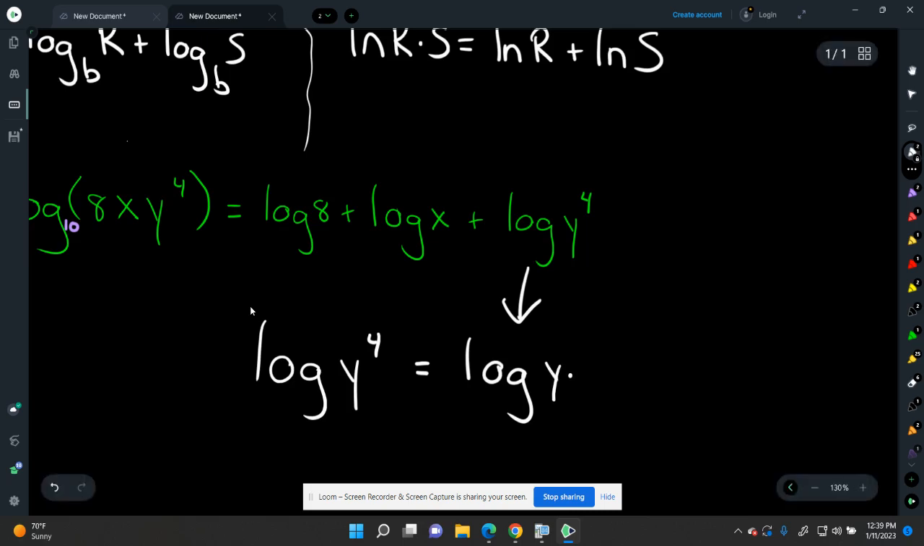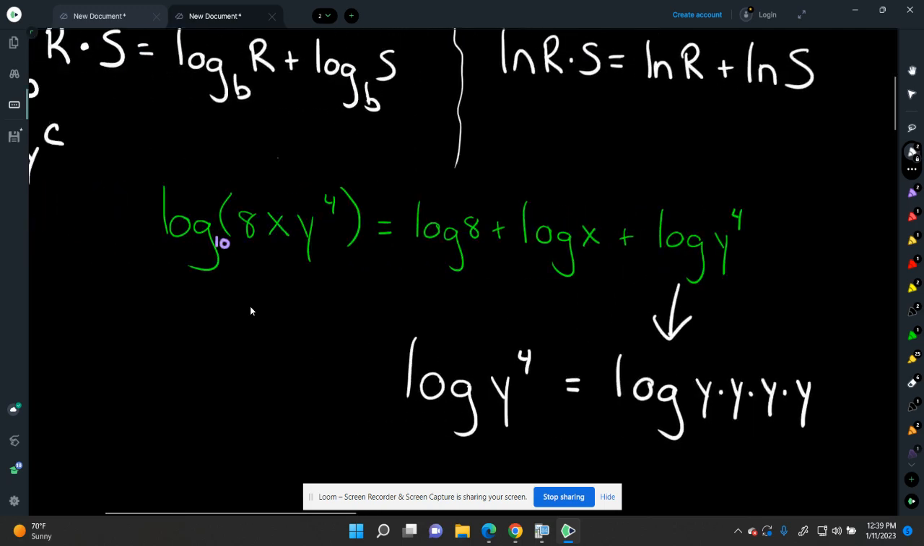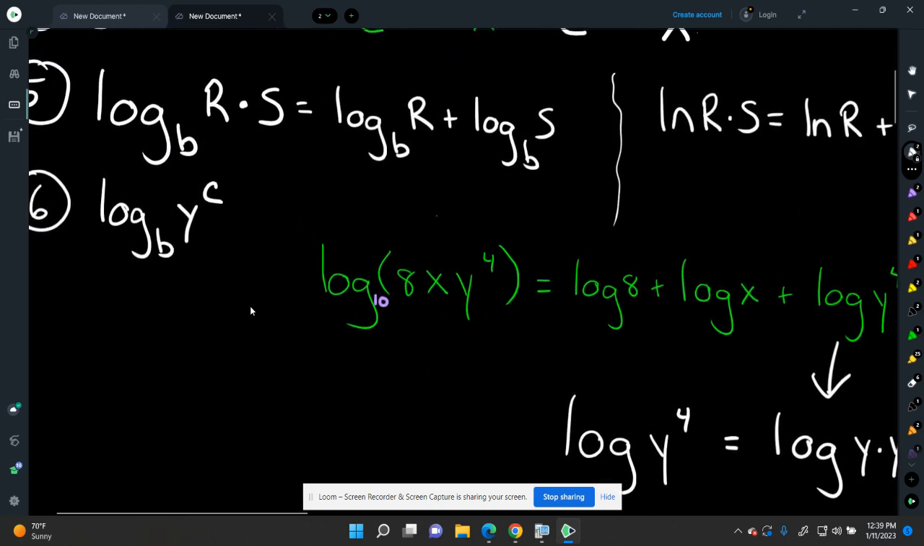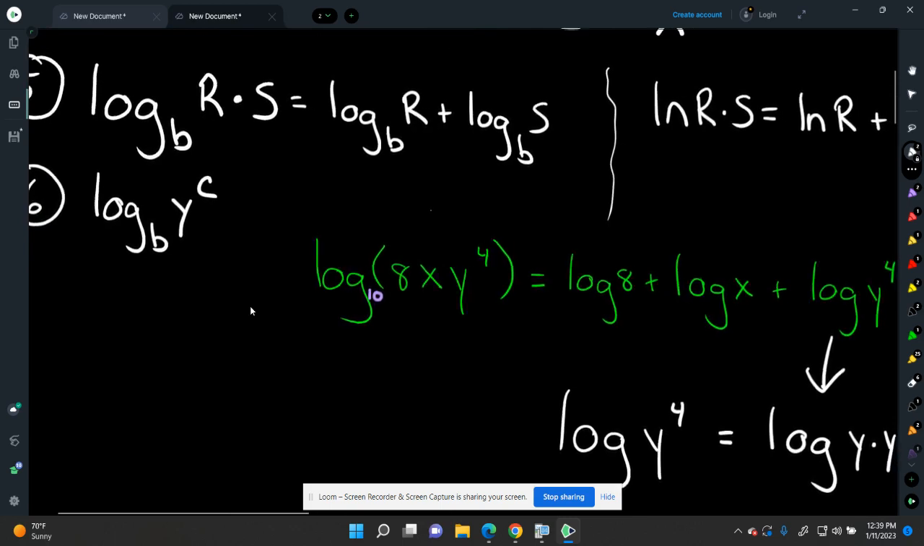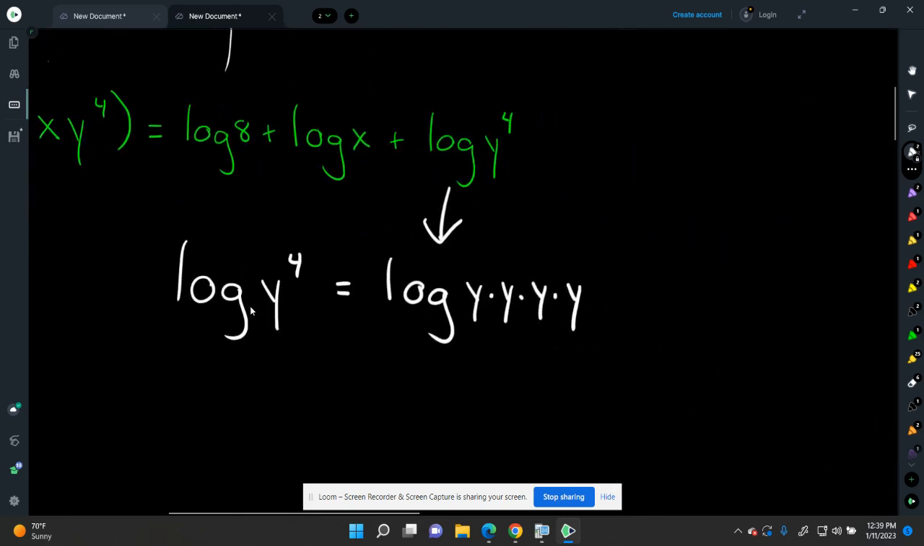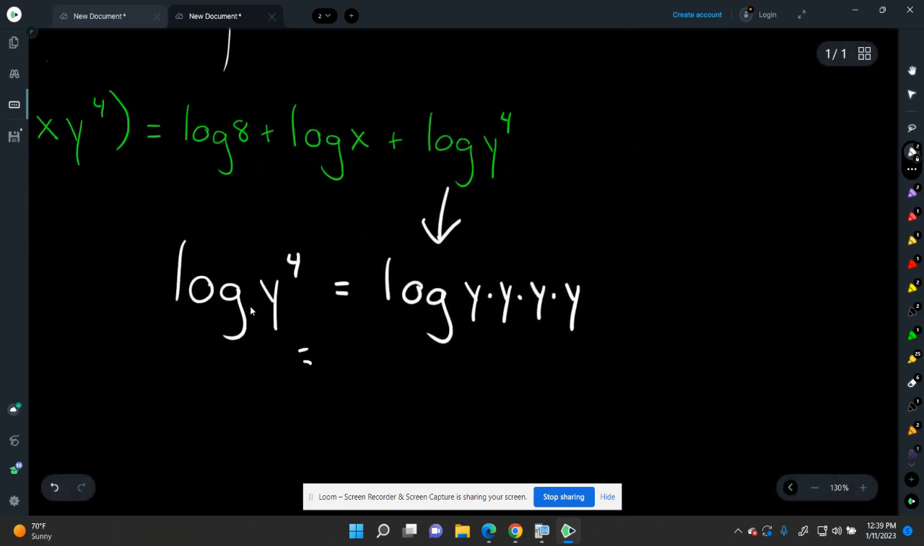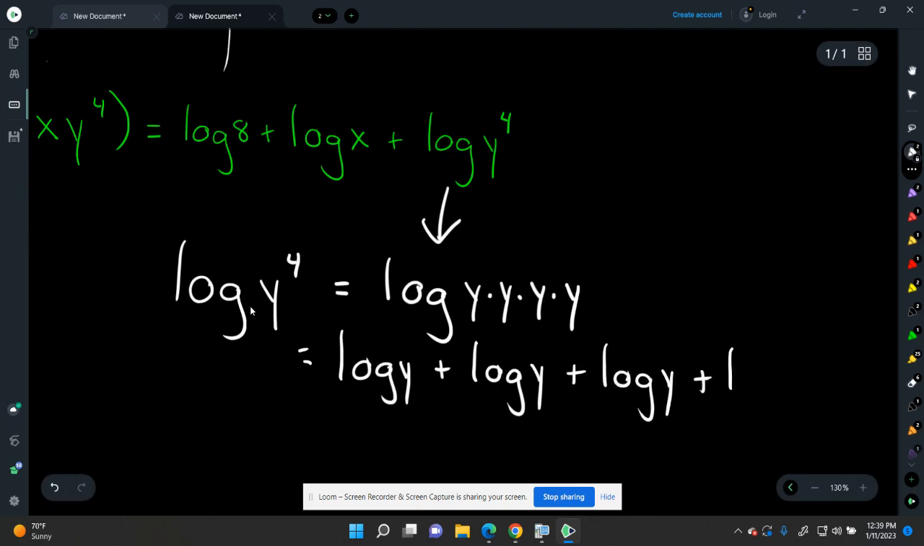Y times y times y times y, right? That's what y to the 4th means. Okay, what does this property number 5 say I can do with the multiplication? I can add them. So let's rewrite this: log y plus log y plus log y plus log y.